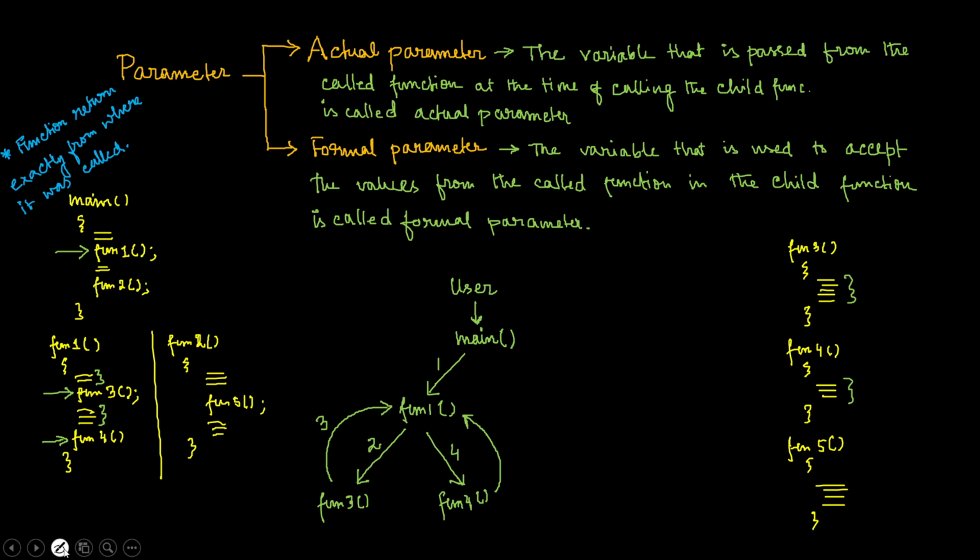Since function 1 has called function 4, that's why function 4 will return to function 1, not to main directly, because main has not called function 4. Now after function 4 returns, all the responsibility of function 1 has completed, right? That means function 1 is finished. So naturally the control will now go back to the parent of function 1, and we all know that is main, because from main function 1 was called.